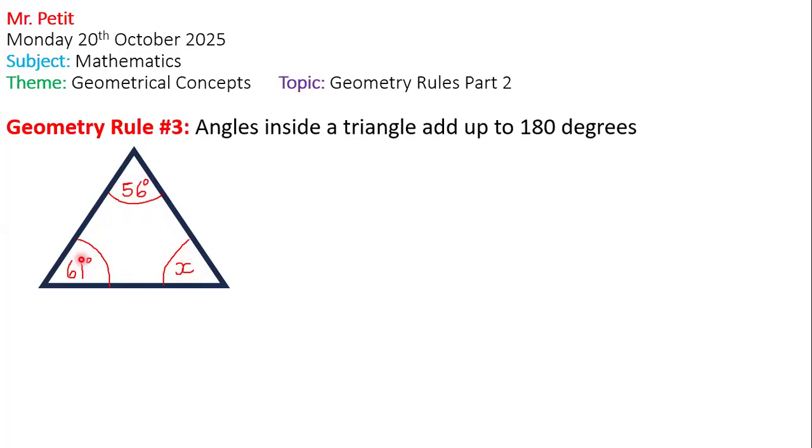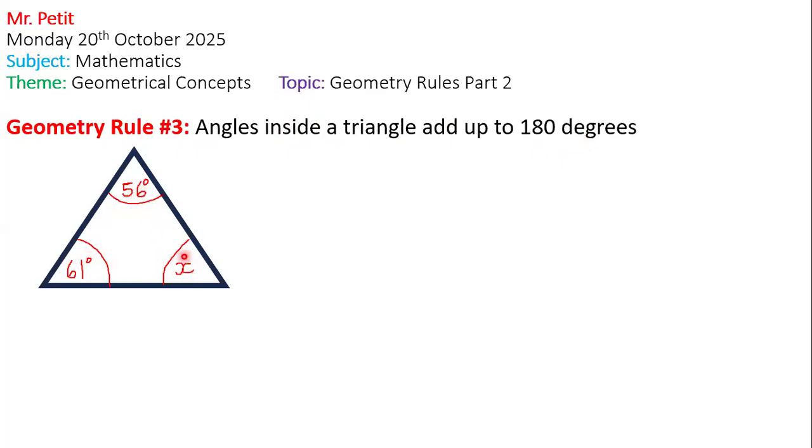Why should they add up to 180 degrees? Because it's a triangle. And based on the rule, it says that angles inside a what? Triangle. Very good. Angles inside a triangle add up to 180 degrees. And so we have to add them up. If we add all these up, we should get 180 degrees.